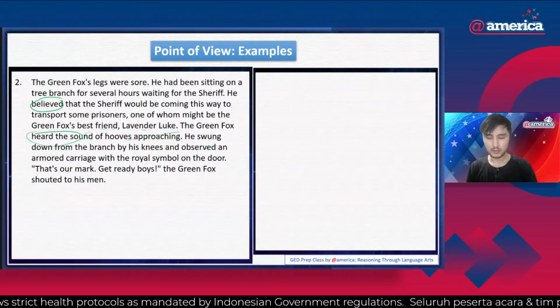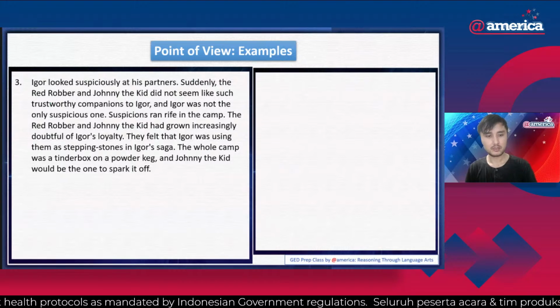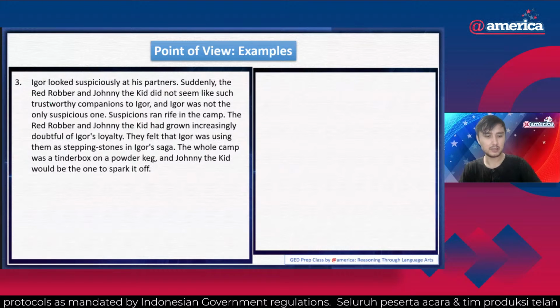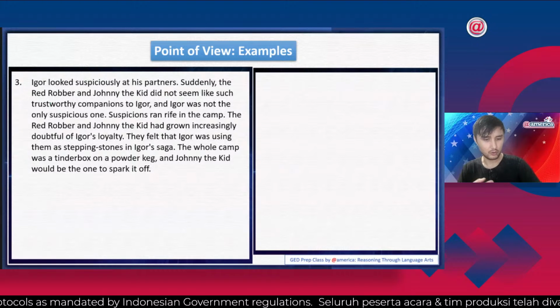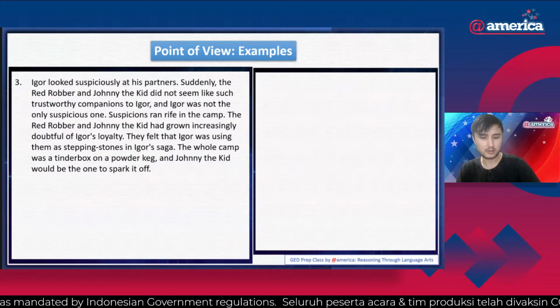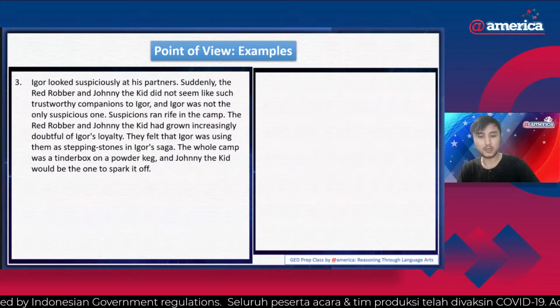Let's go to the next one. The next example is: Argo looked suspiciously at his partners. Suddenly, the Red Robber and Johnny the Kid did not seem like such trustworthy companions to Argo. And Argo was not the only suspicious one. Suspicions ran rife in the camp.